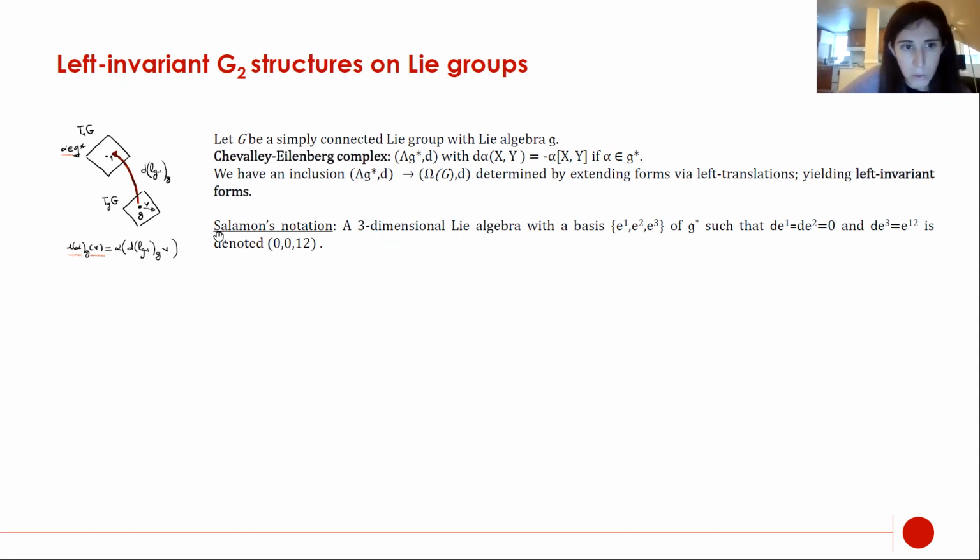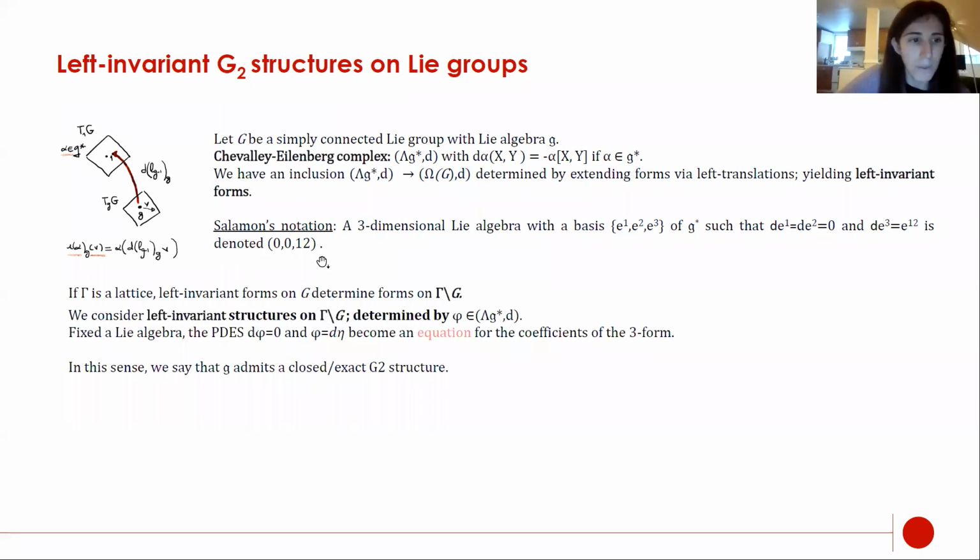And I also want to fix some notation for Lie algebras. I'm going to explain it with an example. Imagine that we have a 3-dimensional Lie algebra with a basis e1, e2, and e3 of the space of forms on the Lie algebra that verifies that the first two forms are closed, and the differential of the third is the wedge product of e1 and e2. In this case, we are going to denote this Lie algebra using Salamon's notation as (0,0,12).